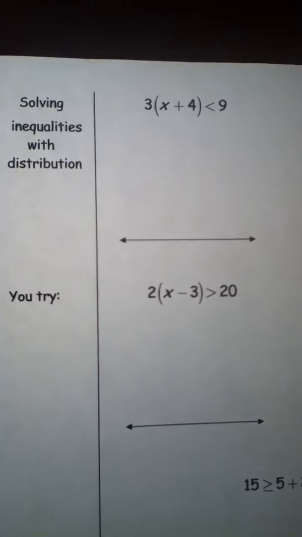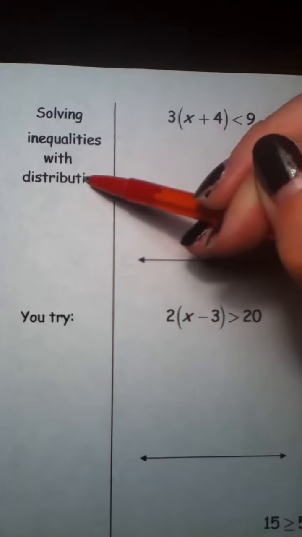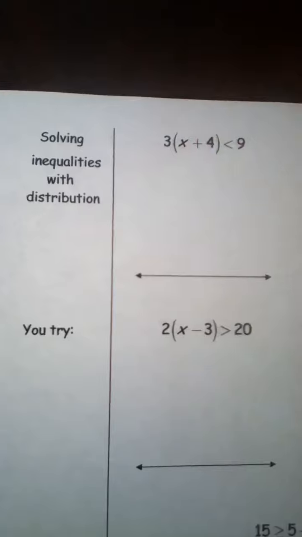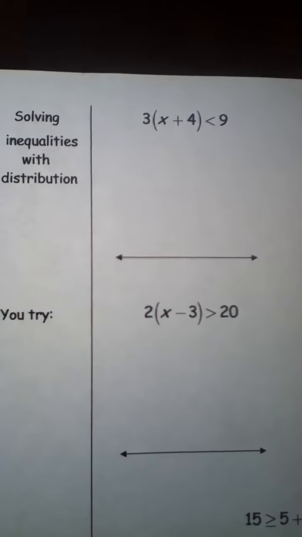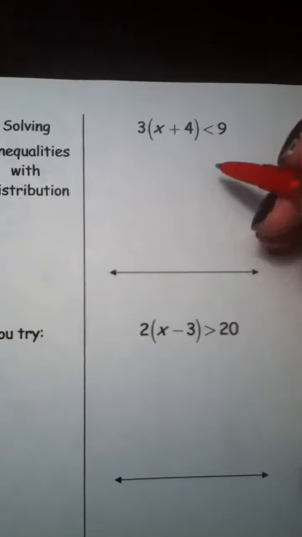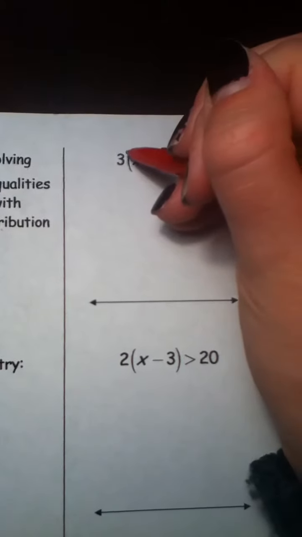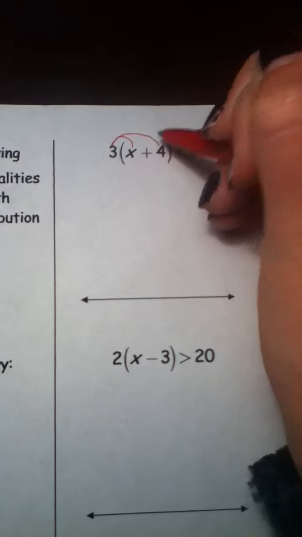Yay, look, page 2. Okay, solving inequalities with distribution. Distribution, what does that mean? Give it out to everyone in the group. Don't leave them out. Remember the story with the extra credit and the kids that didn't get any? They were so sad. Okay, so this 3. We got parentheses. 3 needs to go to everything in the group.